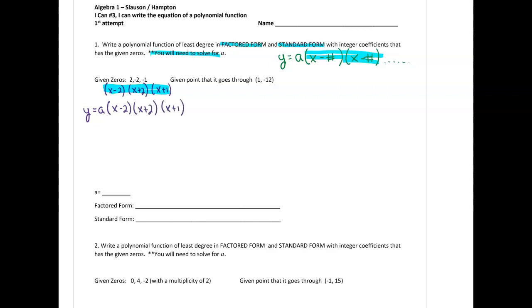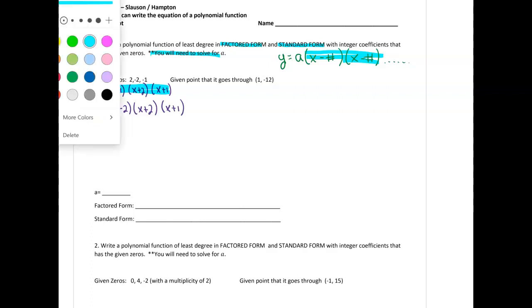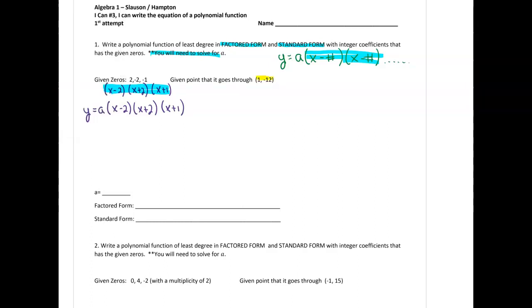And now what I'm going to do is I will take the fact that they have given me an x and y coordinate, and wherever I see x, I'm going to fill in with 1. And then I'll go to where the y is, and I'll replace that with -12. So I'm going to do that next. And then what I'll do is I will want to solve for a, and since there's one type of a, I will want to get a by itself.